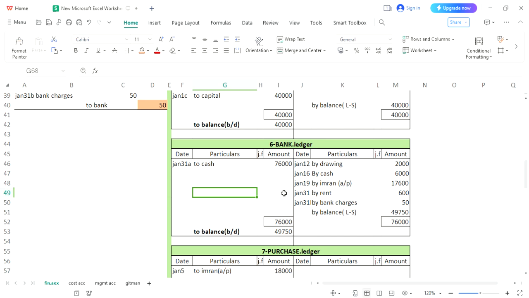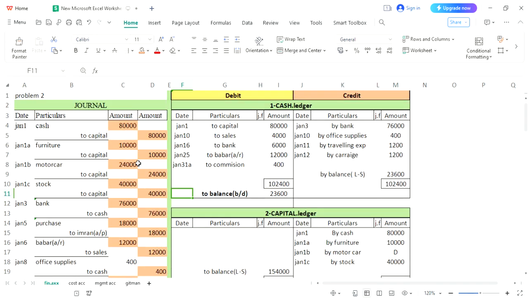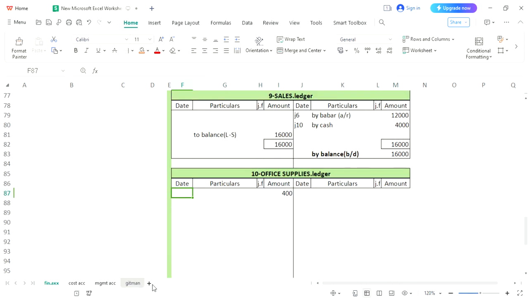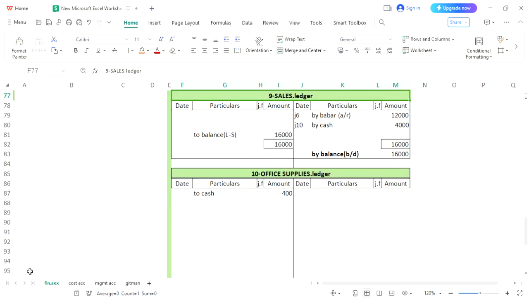Let's see its reference for 400. Office supplies 400 were debited. What is written on the opposite side? It's to cash. Come to the ledger and write down to cash over here. It's time to see its date for 400. You can see here we have 400, date is January 8. Go back and write down the date, which is January 8.